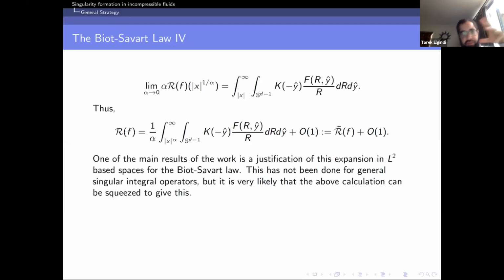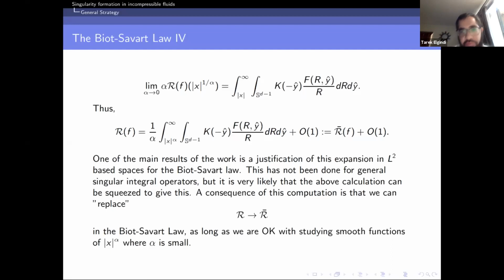Okay, one of the main results of recent work we did was to justify this expansion in L2 spaces. First you find this, and then you want to justify that the expansion, this limit, actually holds in an L2 sense. This hasn't been done in general, but for the second derivatives of the Laplacian, which is a particular case of this, it has been done.